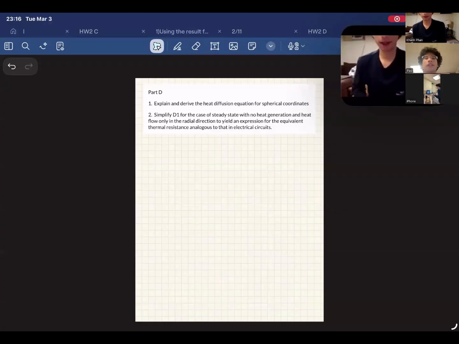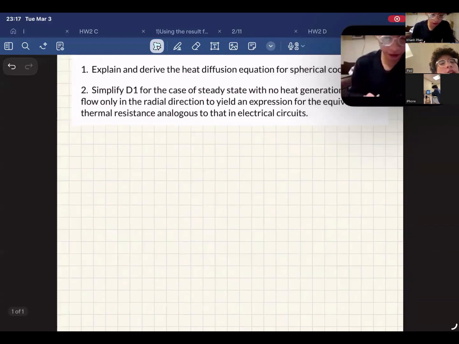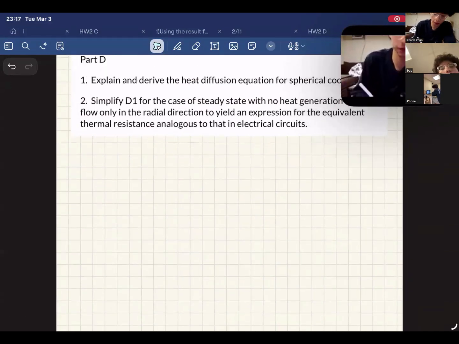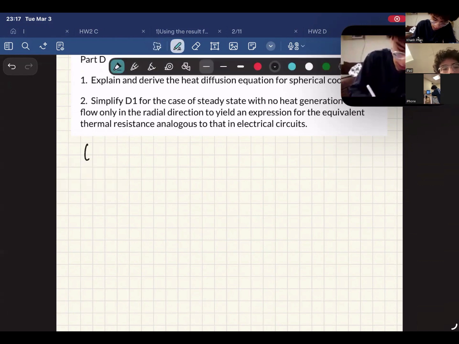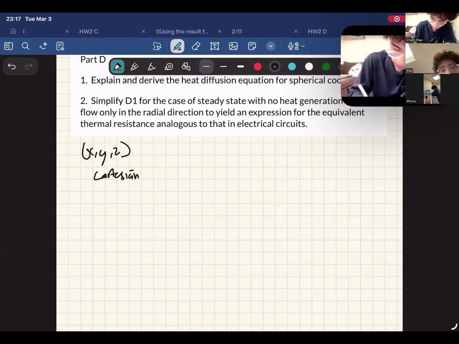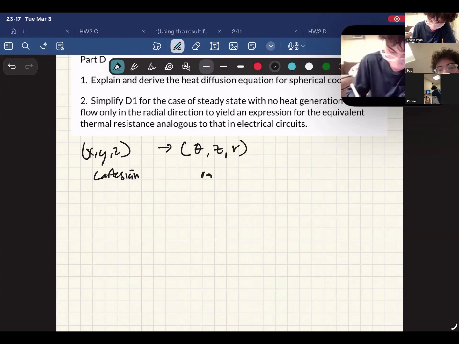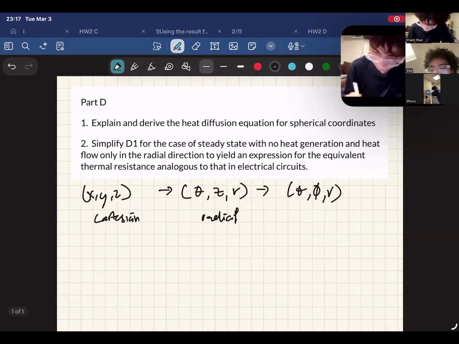Hi, so today we're going to move on to deriving the heat diffusion equation for spherical coordinates. For spherical coordinates, it's going to be a little different from radial coordinates. We have X, Y, Z for Cartesian, then theta, Z, and radius for cylindrical, and then we have theta, phi, and radius for spherical.